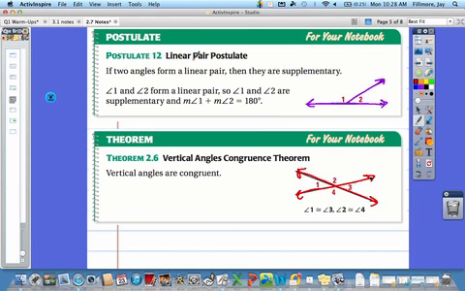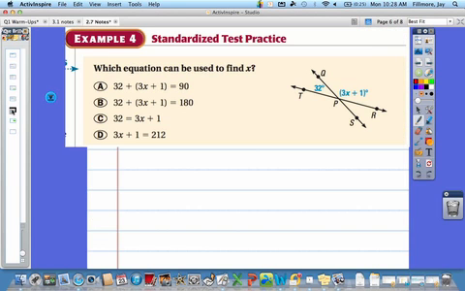And we'll do one of those in just a moment, but let's do a quick review of some algebra with that. So we're just going to write an equation here. Which equation can be used to find x? We know we have an expression, 3x plus 1, that involves x. And we have a 32 degrees over here.